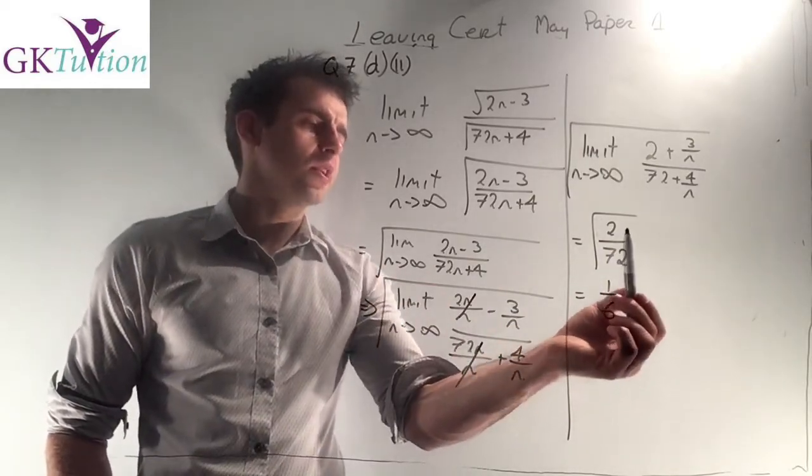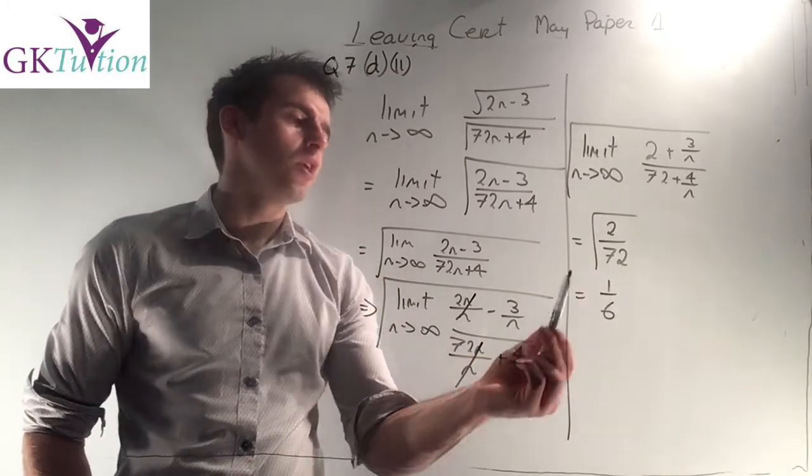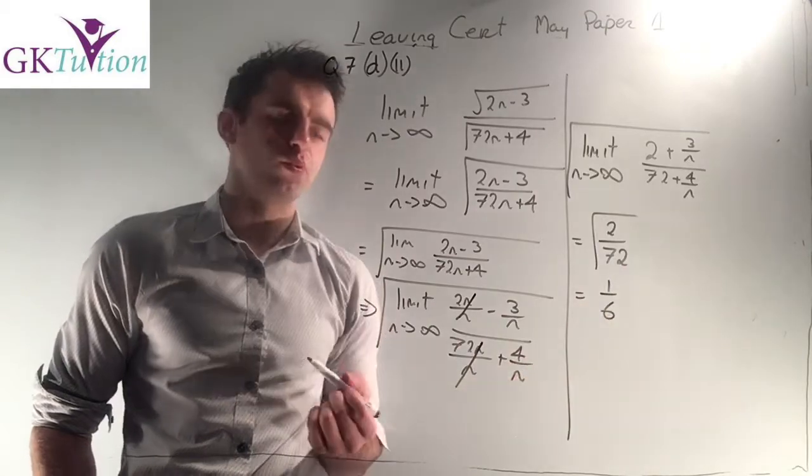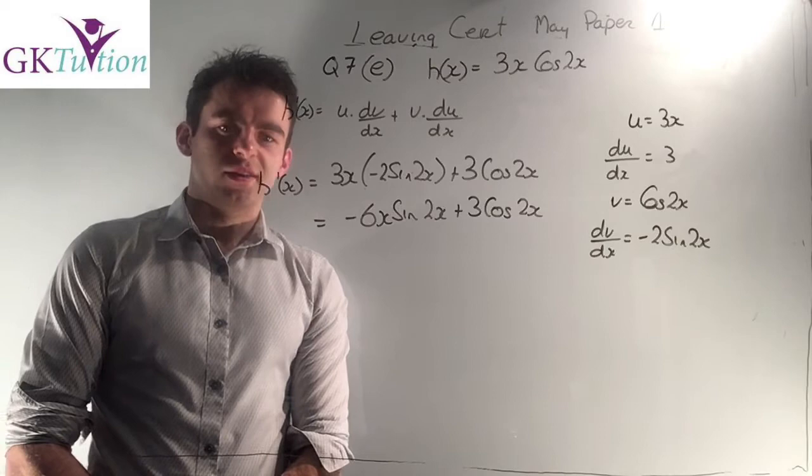2 over 72 is the same as 1 over 36, and I now need to go back and accommodate for my square root. The square root of 1 over 36 is just 1/6, and there was 10 marks going for that bit as well. Okay, so let's look at part E.